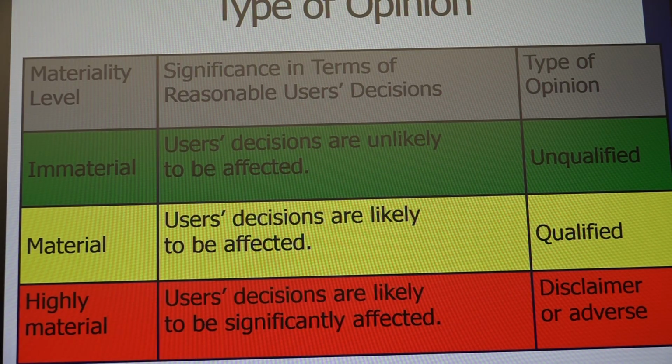If it's material, the user's decisions are likely to be affected, but despite the materiality, the overall presentation of the financial statements are fairly stated, you can issue a qualified opinion. If it's highly material and decisions are likely to be significantly affected, then you have no choice but to issue either a disclaimer or an adverse opinion. And again, adverse is pretty severe and not seen very often.